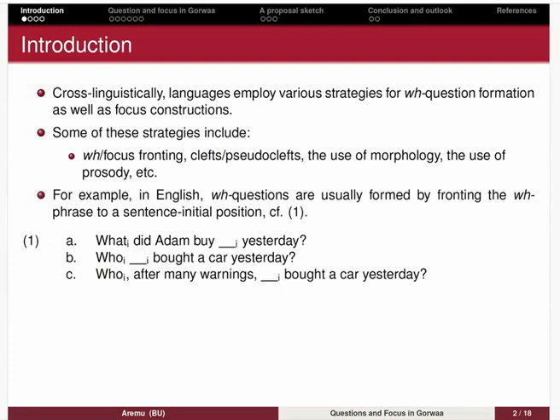For example, in English, WH questions are usually formed by fronting the WH phrase to a sentence-initial position. If you look at 1A, you say, what did Adam buy? So you have the WH object fronted. Or in 1B, you have a subject WH: who bought a car? And there is always a debate whether this is fronted or not.